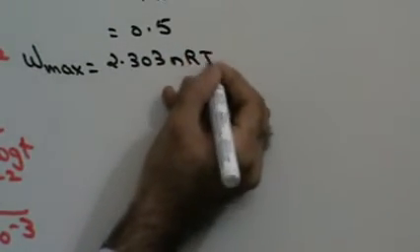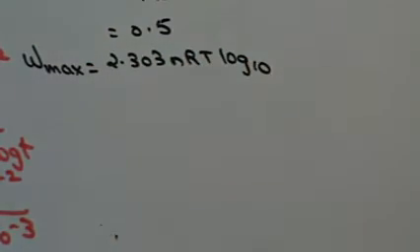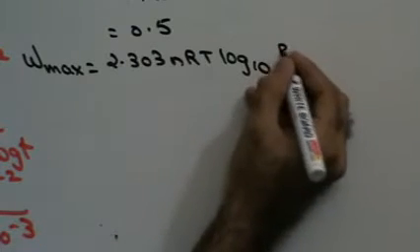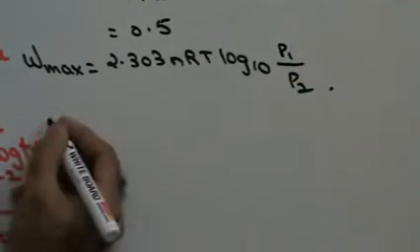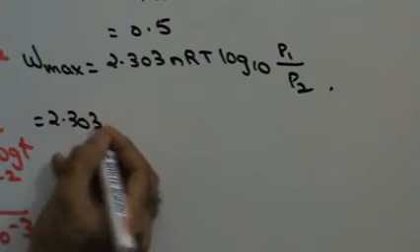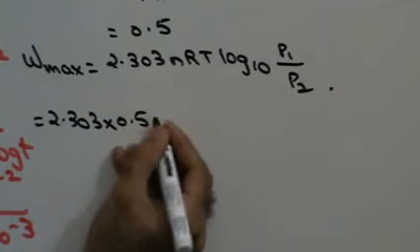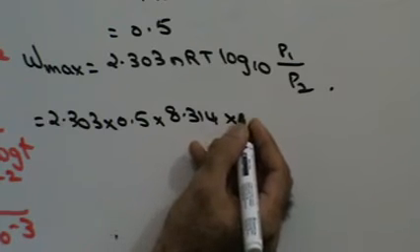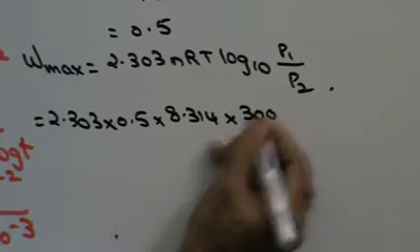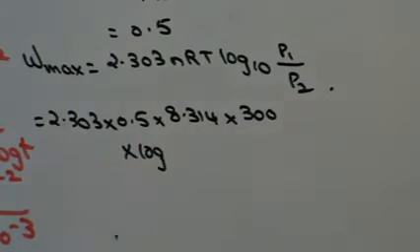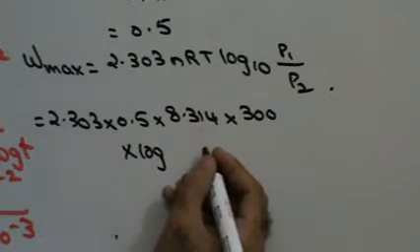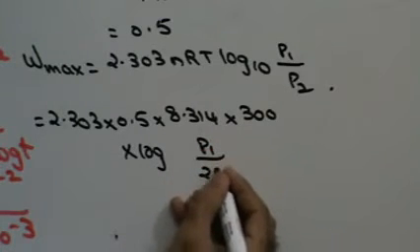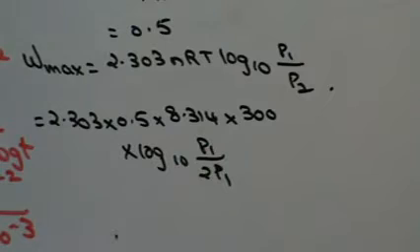Once you get the value of N, you can find out W max. W max is 2.303 nRT log to the base 10. They've given you P1 and P2, so this will be nothing but P1 upon P2. So this will be 2.303 and you found N is 0.5. R you should know by heart, 8.314 if it is not given to you in the sum. T is 300 into log P1 as it is. P2 can be written as twice P1 to the base 10.